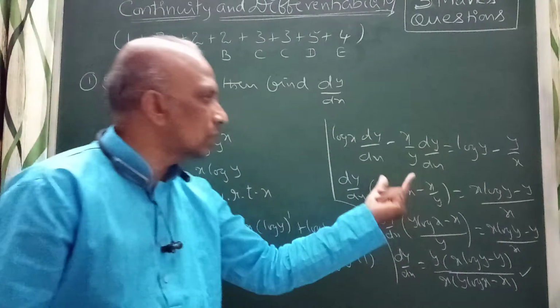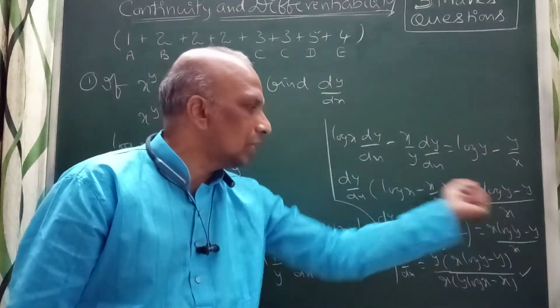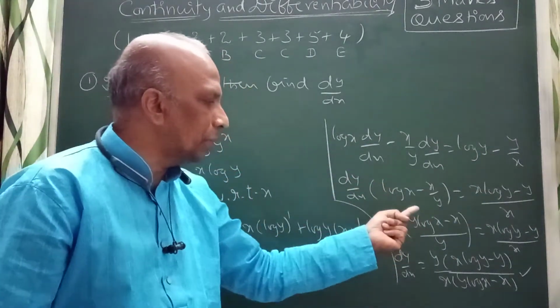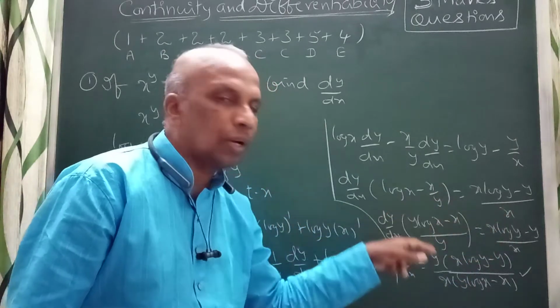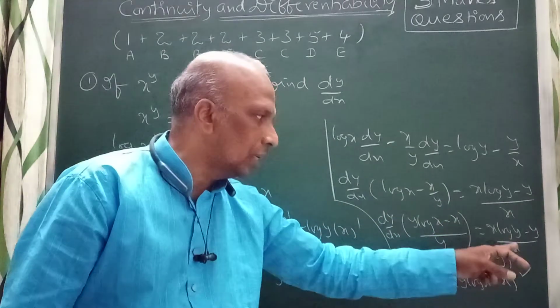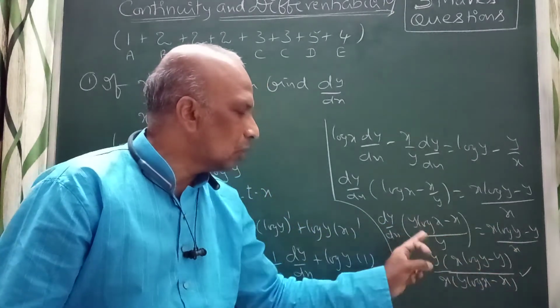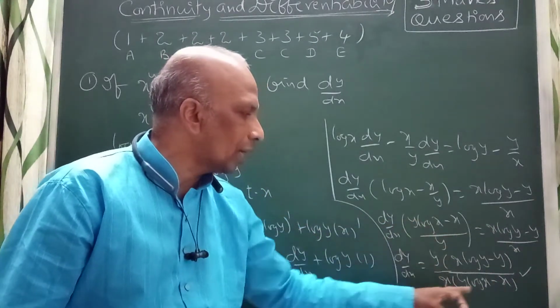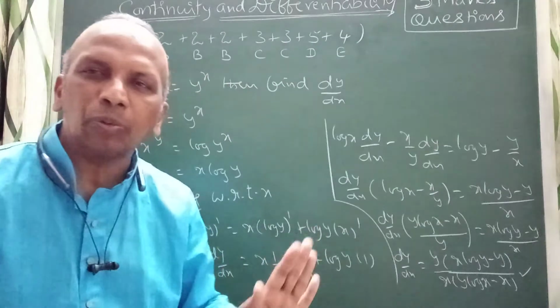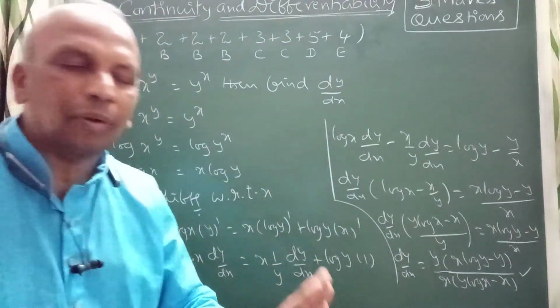Now you take common, you take LCM. Now you transfer that side. It will come reverse, reciprocal of that side. You will get y into (x log y minus y) by x into (y log x minus x). With this we can complete. This is the required solution.